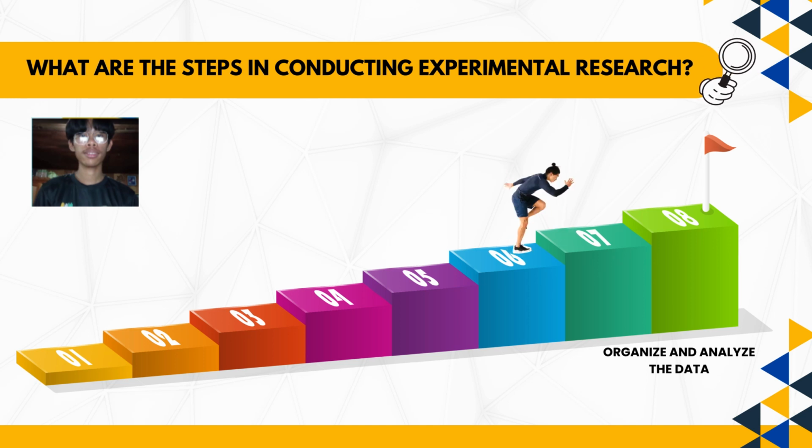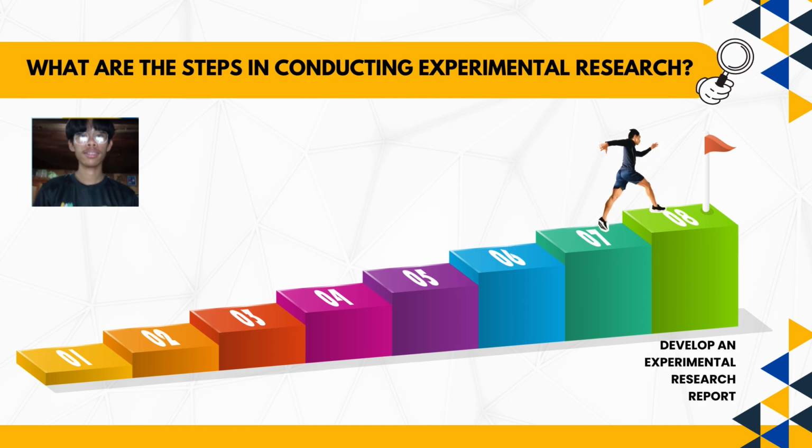Now write a report. That's number eight. Finally, write a report about your experiment. Include details about the participants, design, treatment, and results. Use standard research terms and be objective in your report. Now, by following these steps, you can conduct a successful experiment and draw meaningful conclusions with your research.